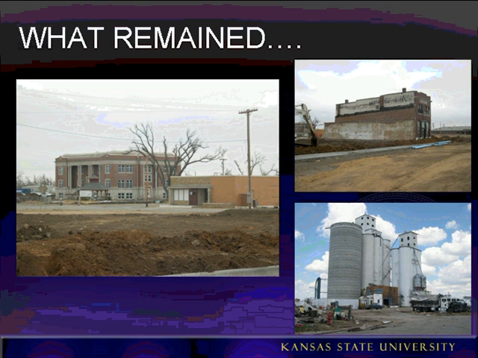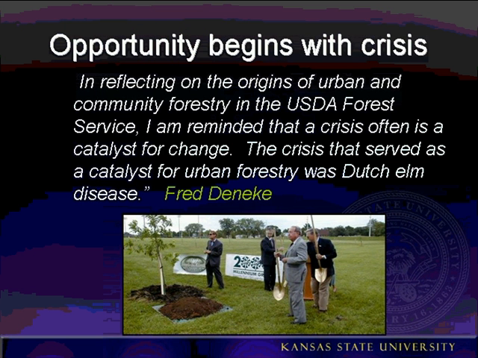These are basically the three things that remained after the tornado: the county courthouse, an old bank downtown, and the co-op. Fred Deneke, kind of the father of community forestry, basically said urban forestry came out of crisis. And the crisis back then was Dutch elm disease, and the crisis now for us in Joplin and Greensburg, of course, has been a tornado.